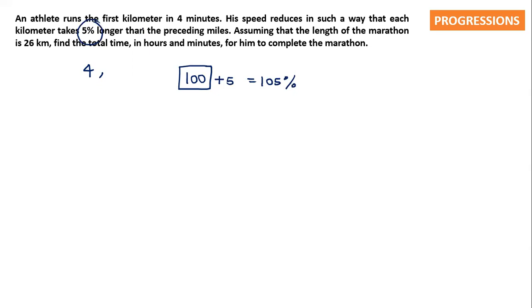So the time for the second kilometer is going to be extra. 105% is 105 over 100, which gives 1.05. Why plus 5? Because percentage always starts with 100%, which is neutral. If you reduce, you minus; if they say extra, you plus. Since they say 5% extra, you plus 5 to get 105. Hope you understand this 105 concept.